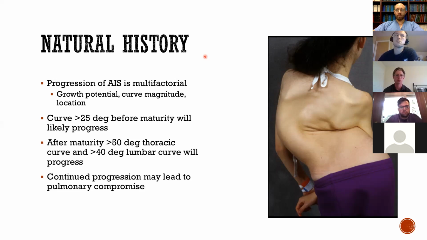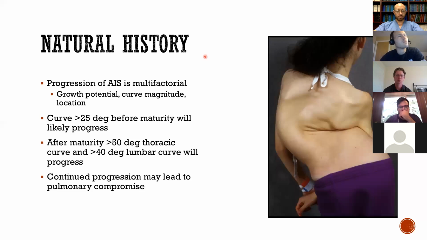So most curves that are under 50 degrees and in the thoracic spine and under 40 degrees in the lumbar spine will not progress after skeletal maturity. But typically curves over these magnitudes will progress after that. But obviously it's not like a blanket statement, it's just kind of in general, okay?